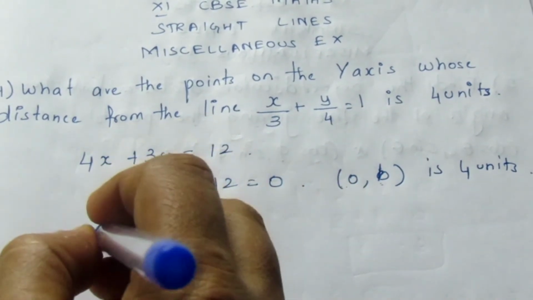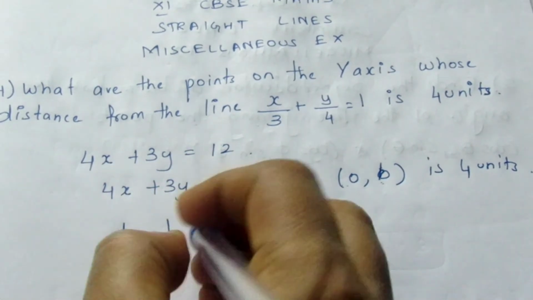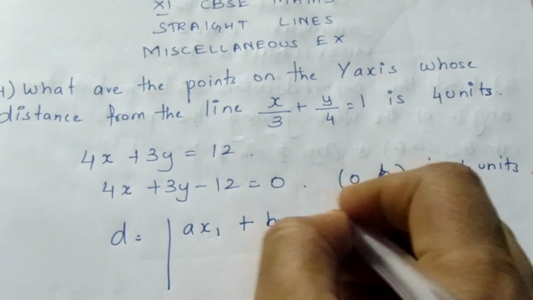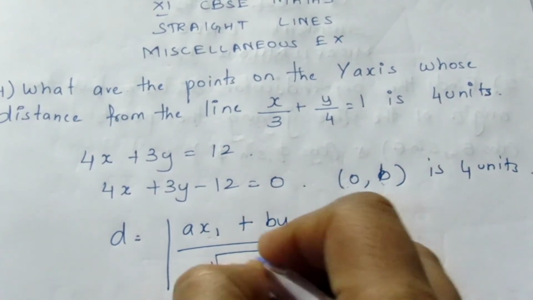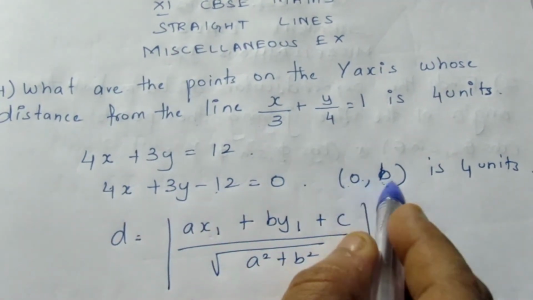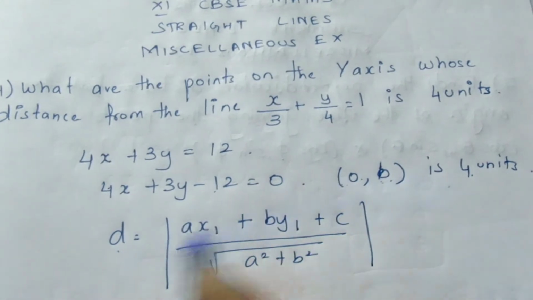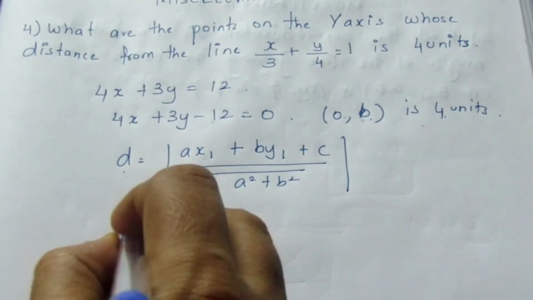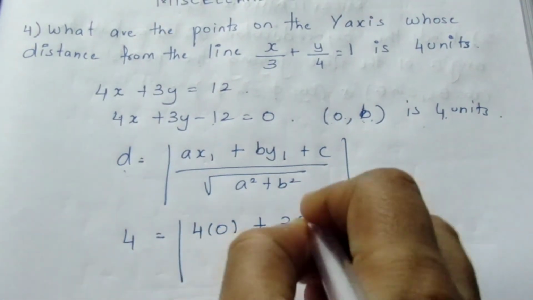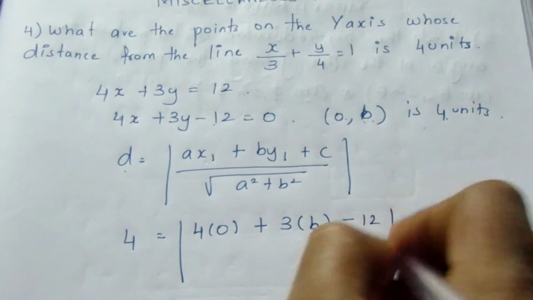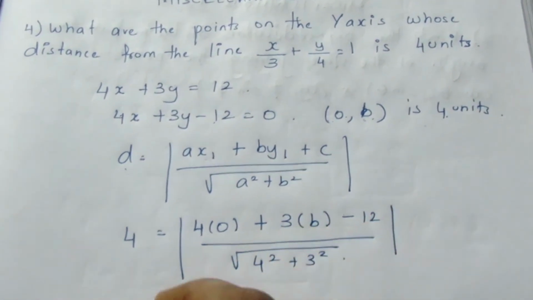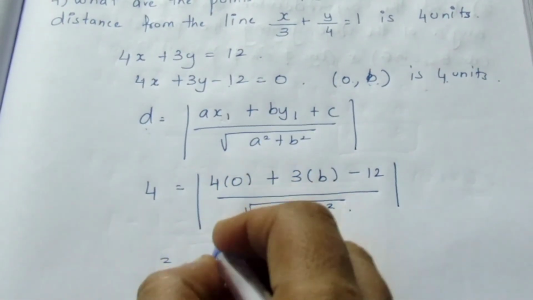Now taking the distance formula, we know that distance is equal to mod of ax1 plus by1 plus c by root of a square plus b square. Solving this, we know that this is a, b, c. This is x1, y1. d is equal to 4, the distance, value is 4. So instead of d we can substitute 4 is equal to a is 4 into 0 plus b is 3 into b plus c is minus 12 by root of 4 square plus 3 square. Here 4 into 0 becomes 0, so 3b.